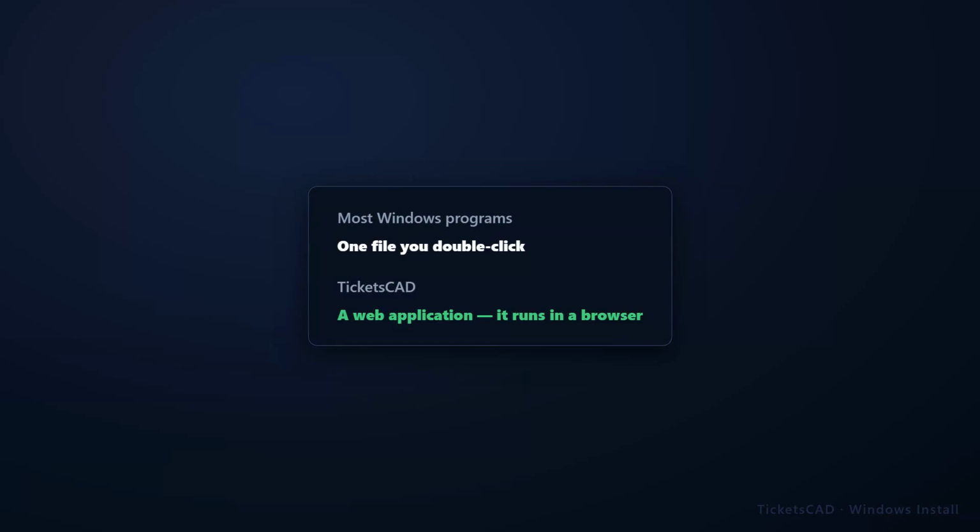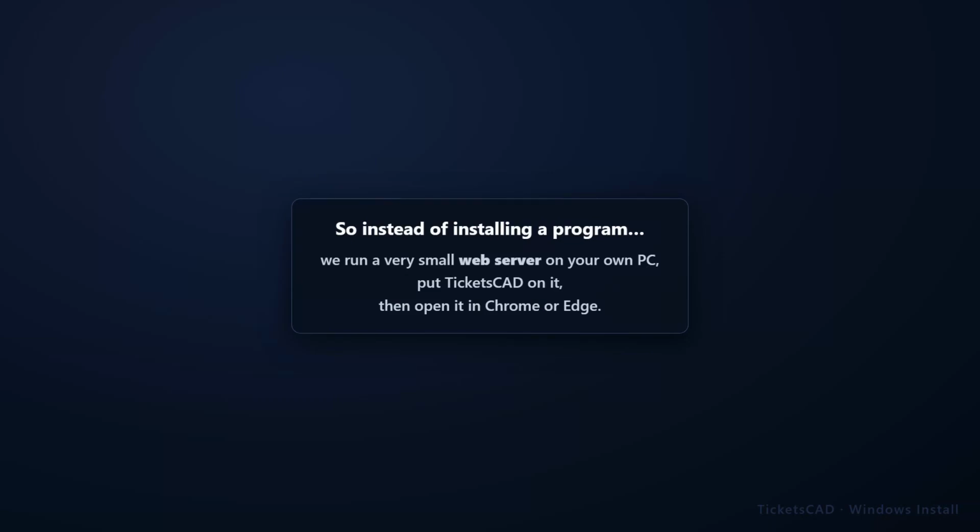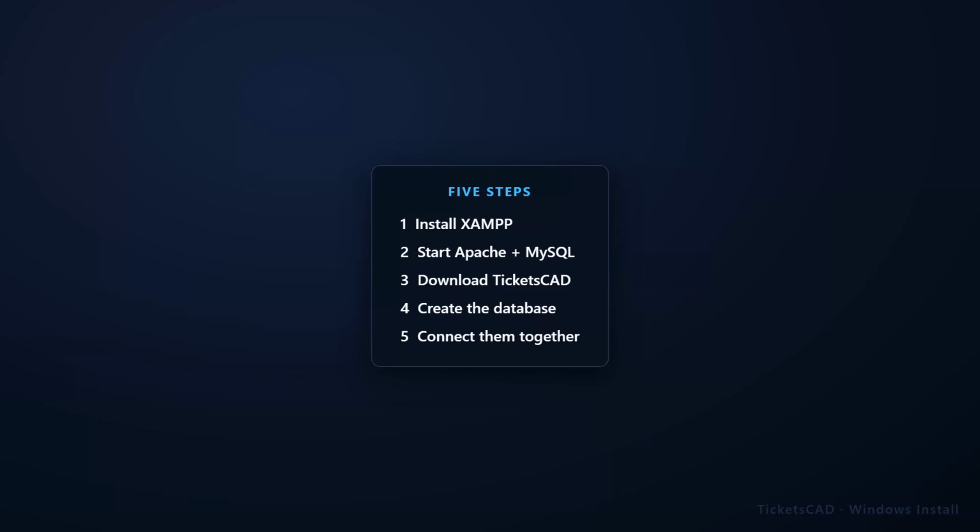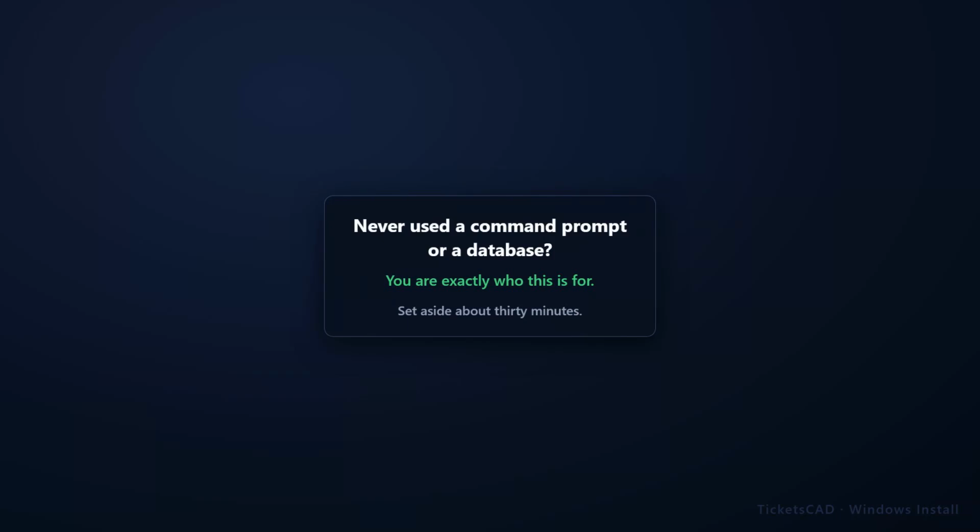So instead of installing a program, we are going to run a very small web server on your own computer and then put TicketsCAD on it. Once that is done, you will open Chrome or Edge, go to an address, and there it is. That sounds harder than it is. There are 5 steps. It is all free, and I am going to do every one of them with you. If you have never used a command prompt or a database in your life, you are exactly who this video is for. Set aside about 30 minutes.